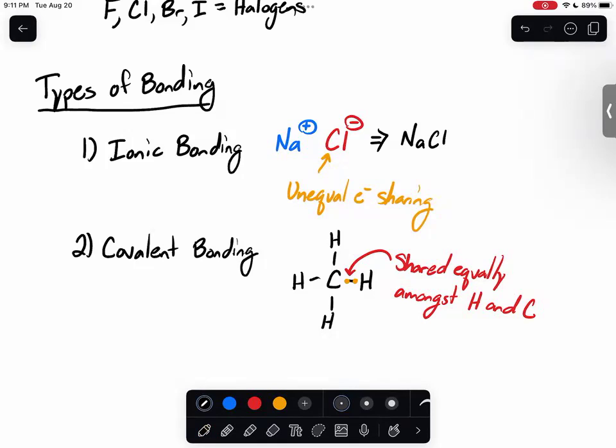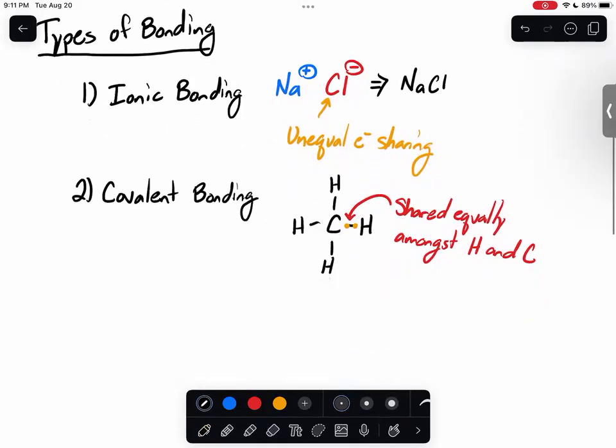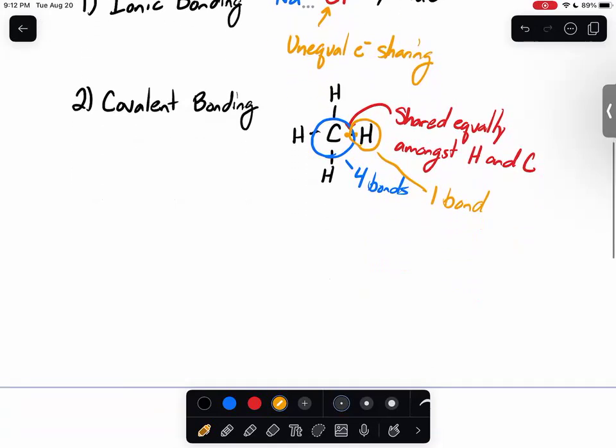So, as you can see right over here, I've already drawn in a little bit of information for you, right? This carbon right here, as we see, is shown with four bonds. And this hydrogen over here, as shown, only has one bond. And everything is happy in this scenario, right? And the reason for this is because of how these bonds actually form, and it has to do with being able to share electrons equally.